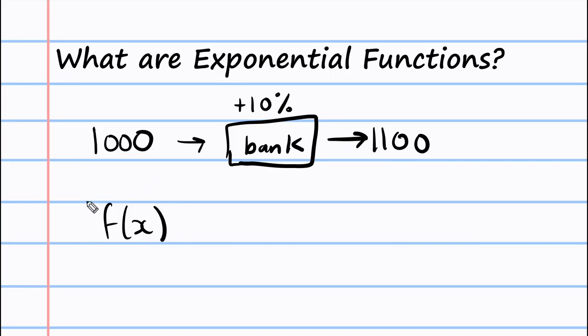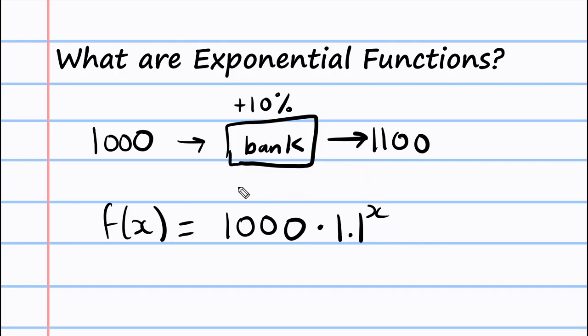Well, I can use the function f of x, which could model the total amount of money that I have in the bank account. I'll set that to our initial amount, our starting amount, multiplied by 1.1, which is basically 10% more, raised to the x power, where x is the number of years. So every year, whatever my previous year's amount is gets multiplied by 1.1.